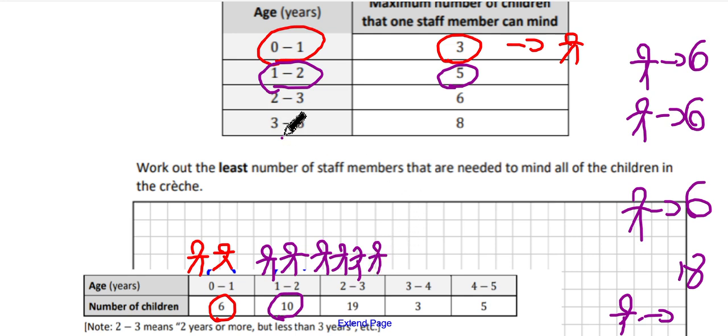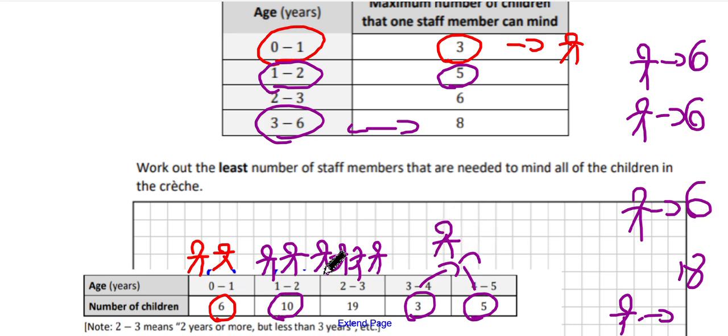What does it do from 3 to 6? What does it do from the age range 3 to 6? Treats them all there. They're all the same, aren't they? And what's 3 plus 5? And how many people do you need for that? Just 1. How many people in total then? 1, 2, 3, 4, 5, 6, 7, 8, 9 people.